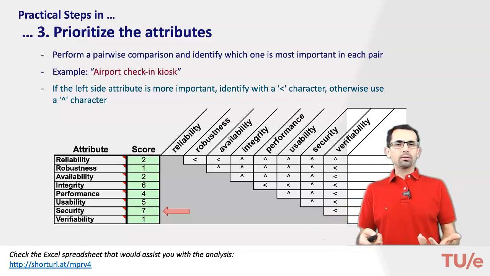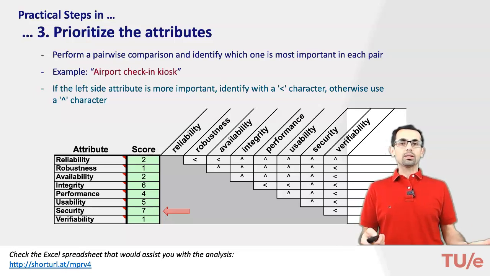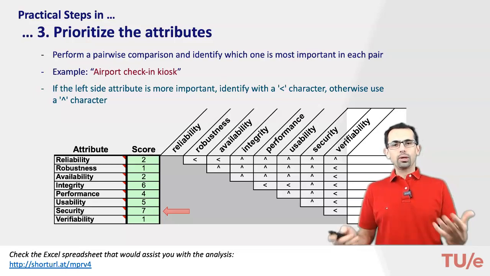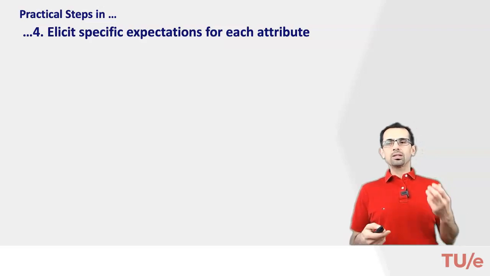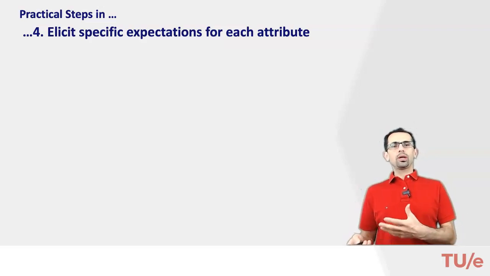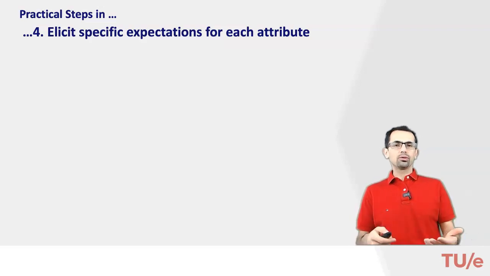So, as we have limited, let's say, resources to focus on things, we would better prioritize and spend more time on those that are really important. That's the essence of prioritization, obviously. Then the next step is eliciting specific expectations for each of these attributes. Okay, so security, integrity, the first two ones.